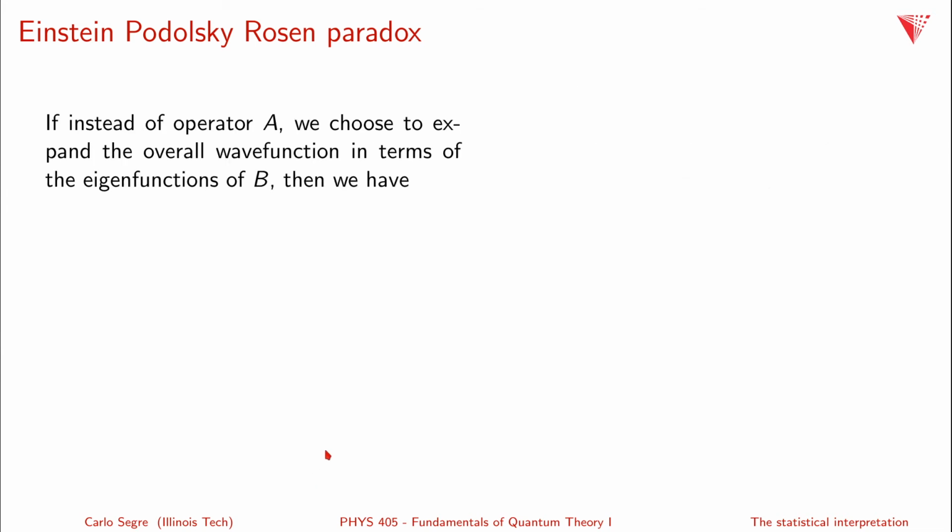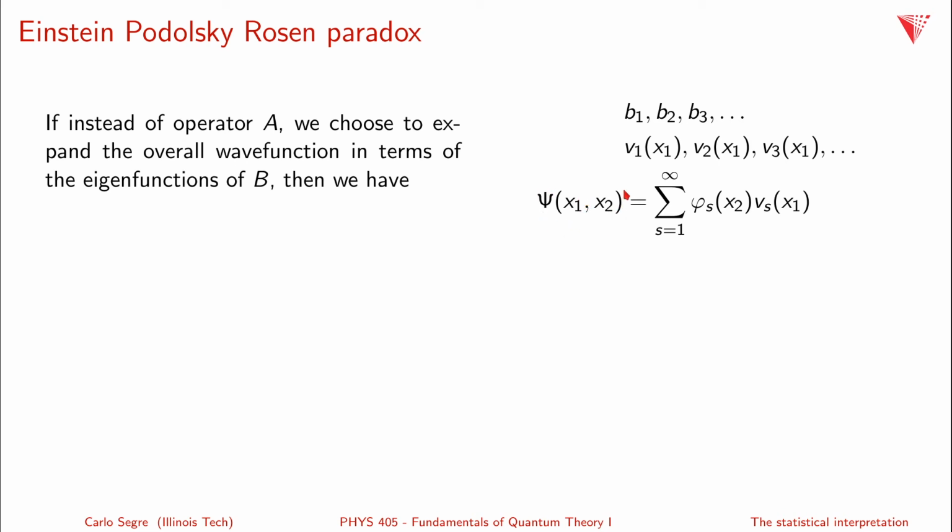Now, instead of using operator A, let's imagine that we use a different expansion. That is, we expand the overall wave function in terms of the eigenfunctions of B, which is a different operator, and it's an operator that does not commute with A. So these are B1, B2, B3, and so on. And we're going to call the eigenfunctions V sub 1 of x1, V sub 2 of x1, V sub 3, and so on. Okay? Again, I'm using the notation in the EPR paper here.